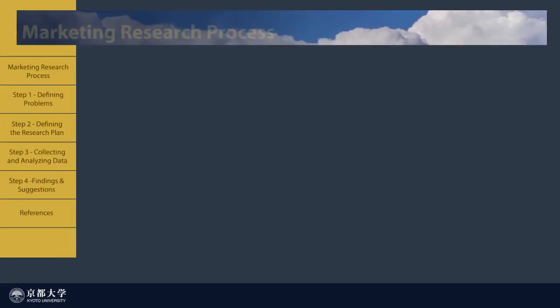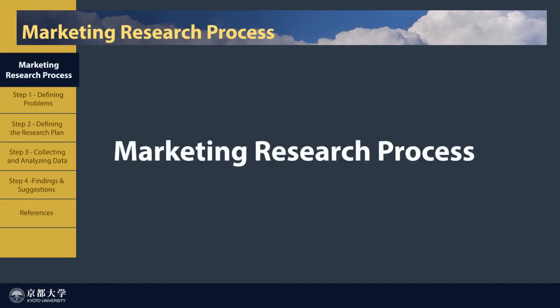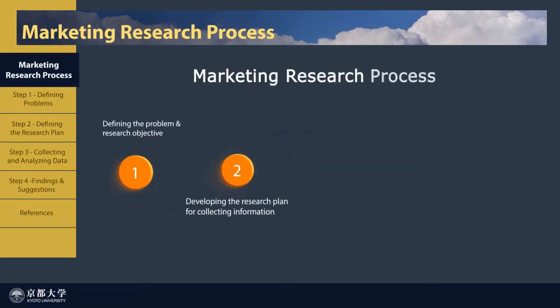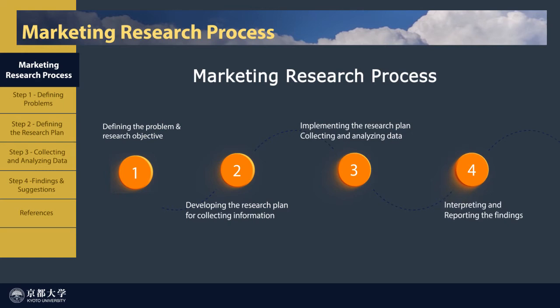So let us quickly go through the marketing research process we took. It starts from defining the problems that Kyoto University is facing under this COVID-19 situation. Next, in the second step, we develop the research plan on how we can collect information related to the problem defined. Third step talks about implementing that research plan, how we collect data and conduct analysis on the data collected. As a final step, we will share the findings from what we have analyzed and make some suggestions to solve the problem.